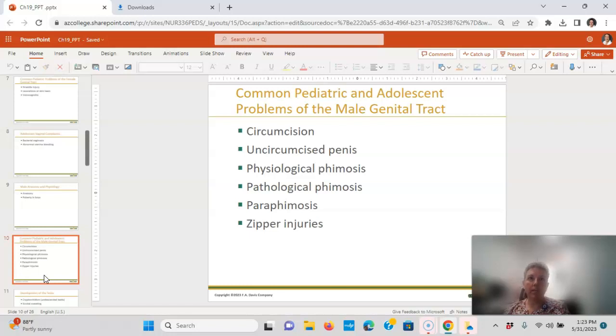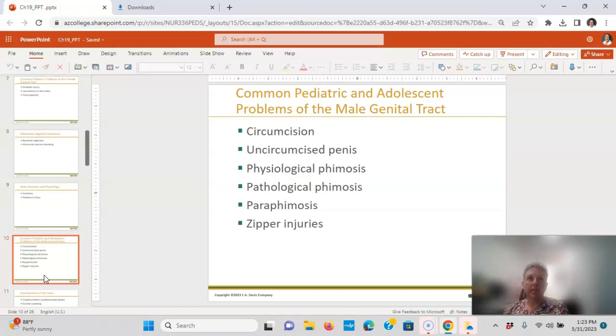So some puberty, again, some things that we've already talked about, circumcision versus uncircumcised. Again, largely it's going to be a cultural or religious issue. It's usually done in infancy. Sometimes they'll wait a little bit to do it, only because there are issues with the penis, and we'll talk about that.